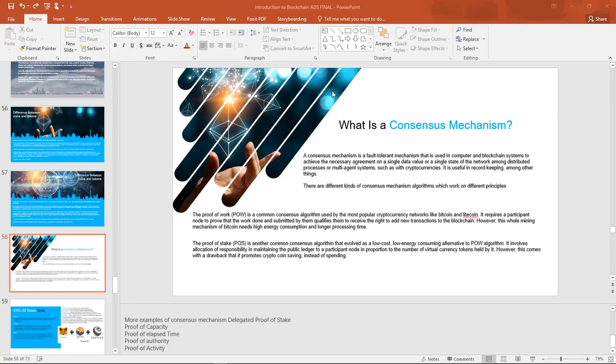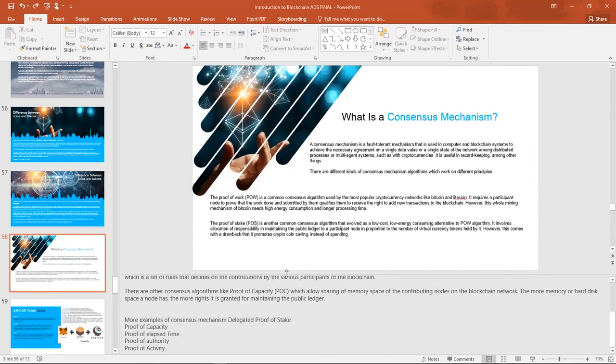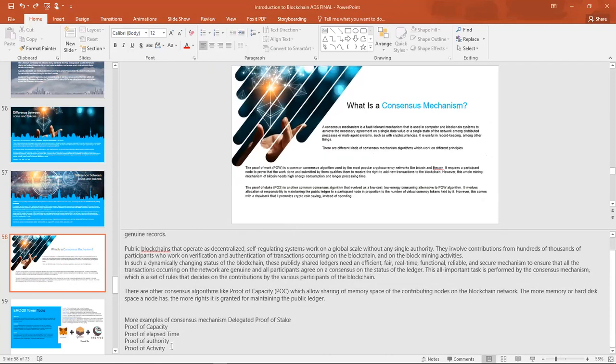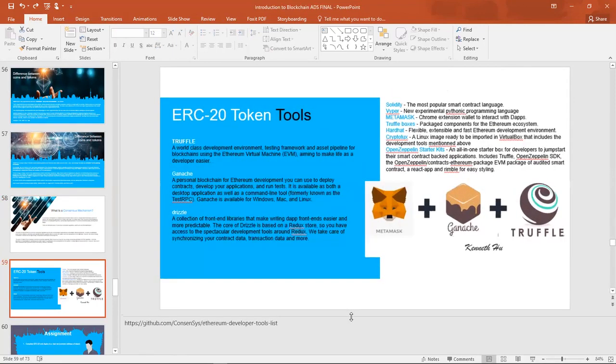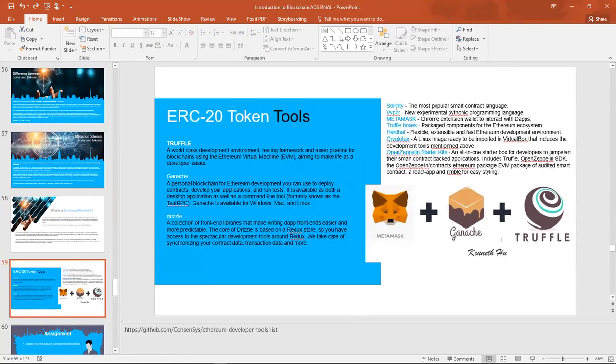Okay. So tomorrow we will learn more about the other types of proof of stake, and I'll also do an introduction on ERC20 and some of the tools that we will be using. So we have actually learned about Solidity, and I've also mentioned Vyper, which is a Pythonic programming language. We have also used MetaMask. So the only thing that we haven't talked about is Truffle.